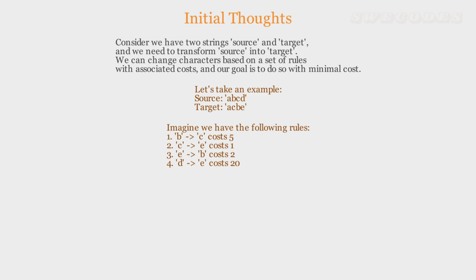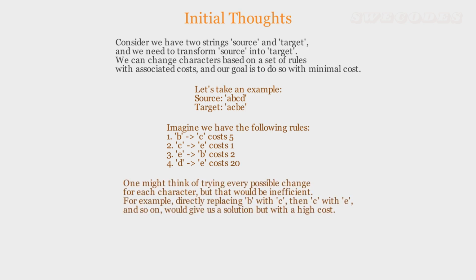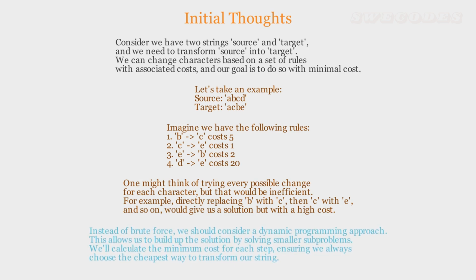Now, you might be tempted to just apply these rules directly: change B to C, then C to E, and so forth. But hold on. This brute force approach could lead to a solution, sure, but it might not be the most cost-effective one. Instead of brute force, we need to think smarter. This is where dynamic programming comes in handy. It allows us to build up our solution by solving smaller subproblems first. We'll calculate the minimum cost for each step, ensuring we always choose the most economical way to transform our string.